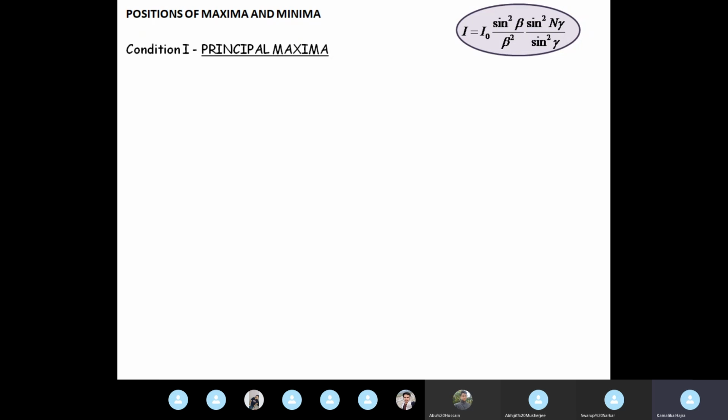Now let us see what happens in the multiple slit case. If you put gamma equal to m pi in this expression, what will happen? We'll find that sine square n gamma by sine square gamma becomes 0 by 0. If you put gamma equal to m pi, m equal to any integer including 0, we'll get the ratio sine square n gamma by sine square gamma equal to 0 by 0, which we know is undetermined.